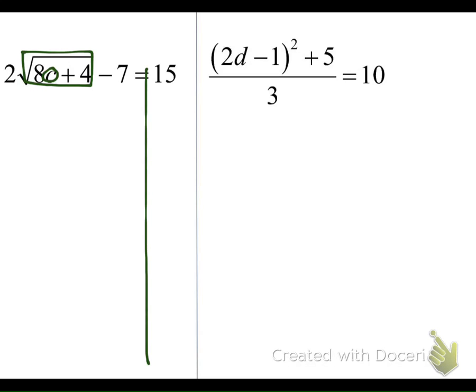Okay, now the whole reason why we put a box around this square root is because we need to get that square root by itself before we can get rid of it using SADMAP. So according to SADMAP, I need to get this square root by itself. So what am I going to get rid of first, Jalen? Okay, and how do I do that?